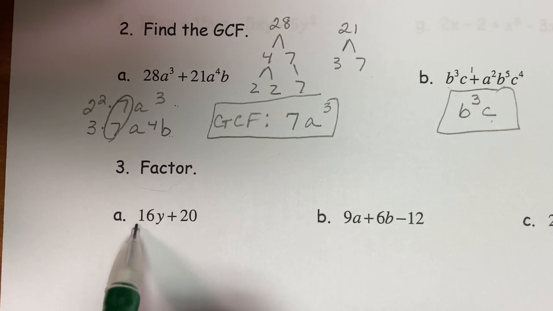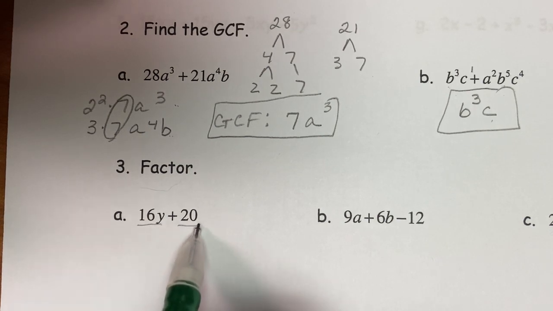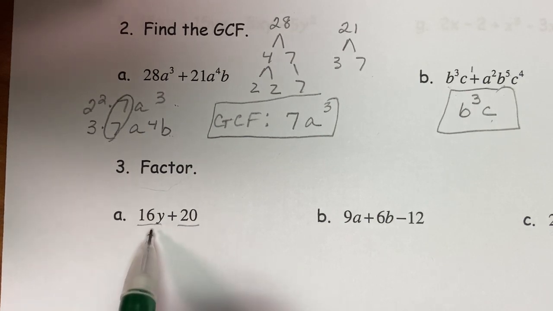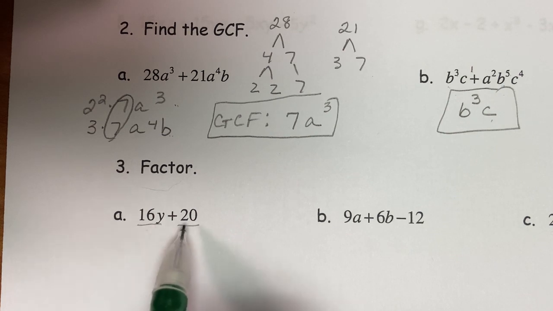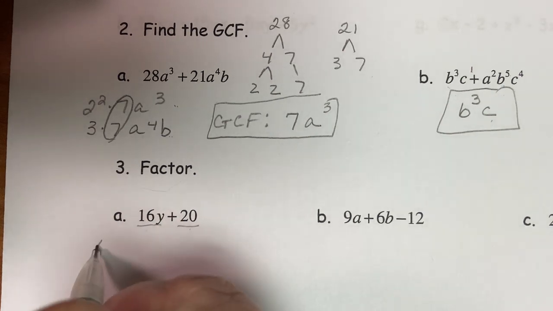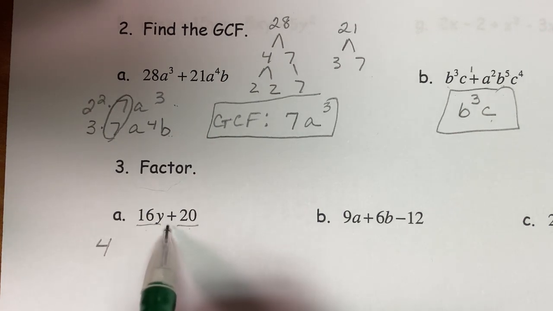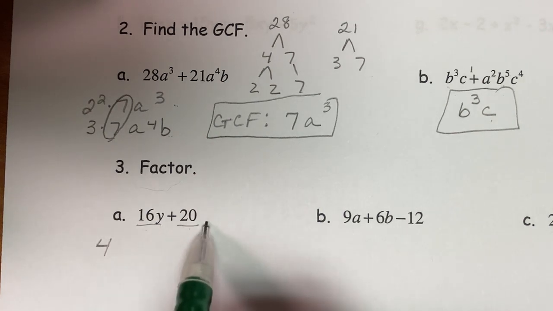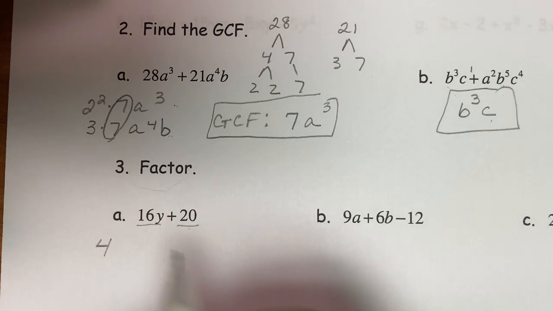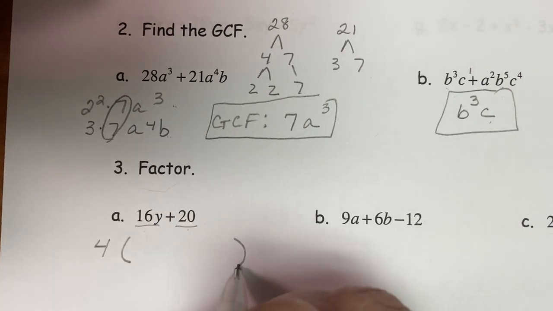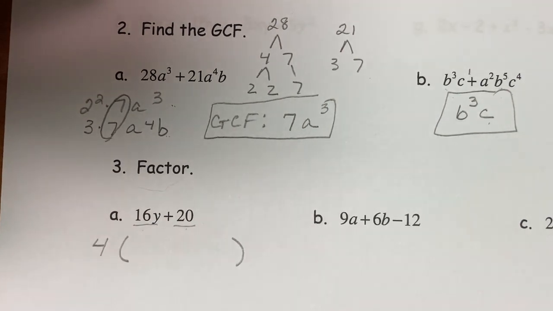So if we look at these two terms, what's the greatest common factor? What's the biggest thing that divides into both 16 and 20? Well, it's 4. Do they have any variables in common? No. This one has a y, this one does not. So now think of what distribution looks like. Remember, there's something left in parentheses, right?